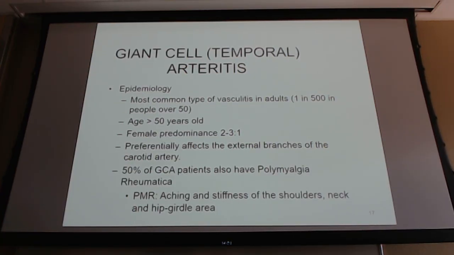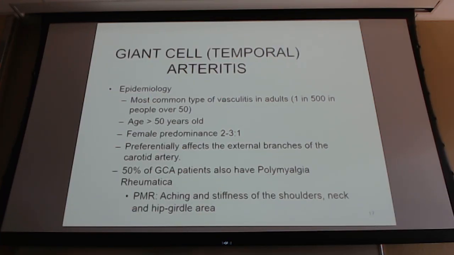So y'all, even when y'all were in your freshman semester, you were learning how to palpate the scalp and all that kind of stuff, where this artery is at, and you should not want to feel it at all. But if you did, then no bueno. 50% of GCA patients also have polymyalgia rheumatica, so multiple muscle pain, aching, and stiffness of the shoulders, neck, and hip girdle area. So that's what PMR is. So 50% of the GCA will also have that same aching and stiffness.